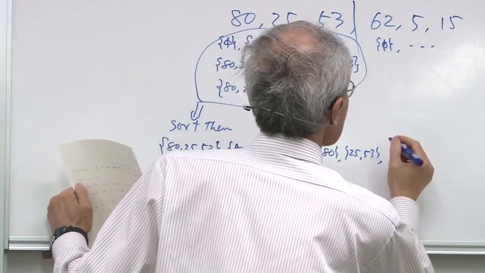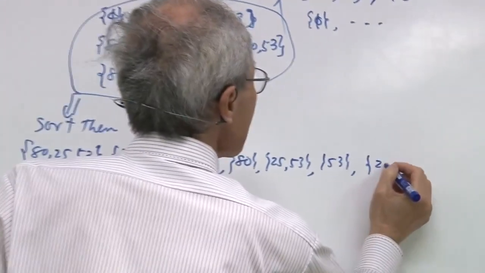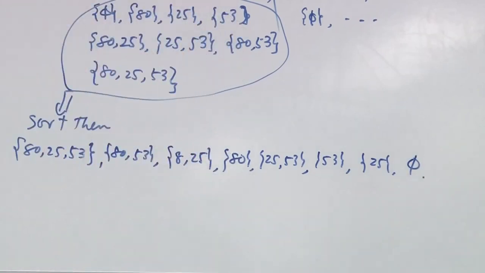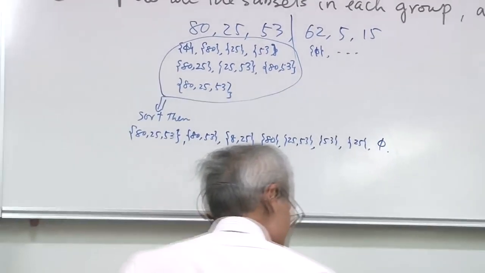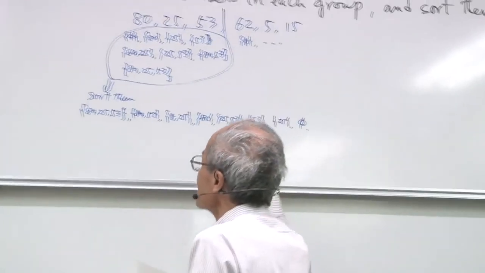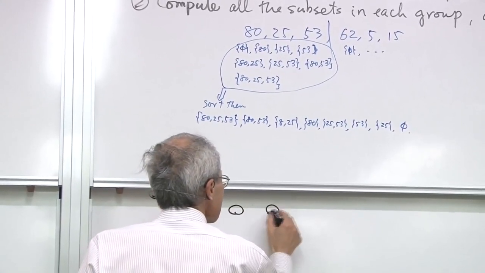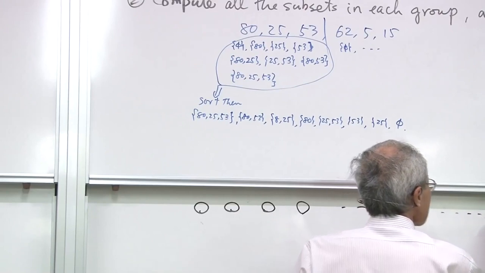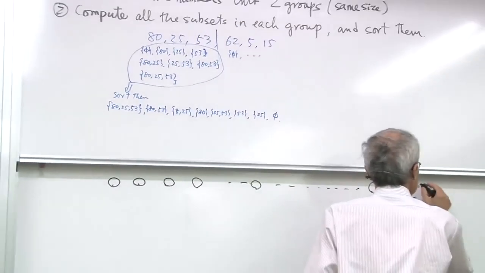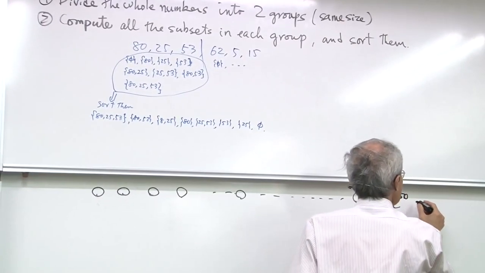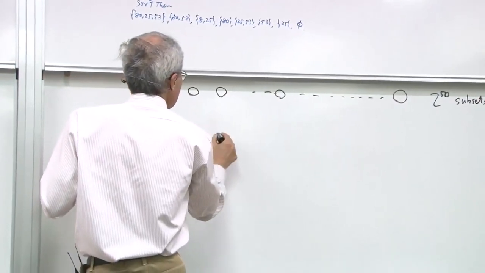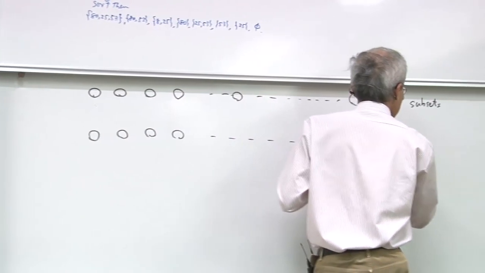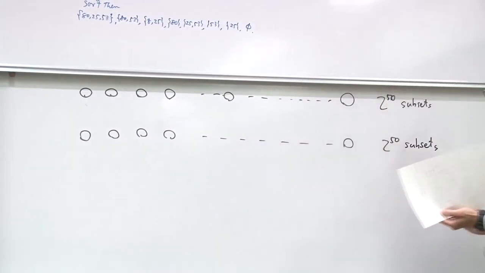And 3, 25, and 0. So sort them in each group independently. Now, we have 2 to the n over 2, maybe 2 to the 50 subsets. And we also have 2 to the 50 subsets in the other group.